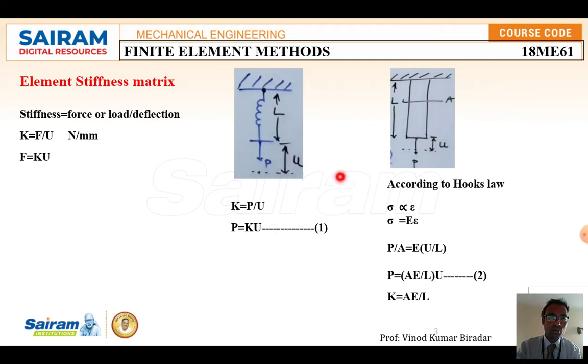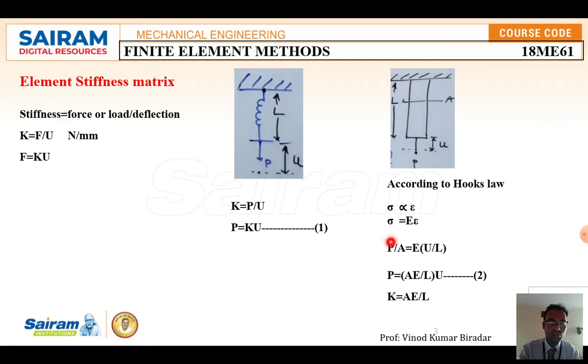According to Hooke's law, we now consider a bar element. This is the length and this is the cross-section area of the bar. If you apply a force here, it is also going to displace to some position, which is denoted as U. According to Hooke's law, the stress is directly proportional to the strain. Stress is equal to Young's modulus times strain, where the constant is Young's modulus E, and epsilon is the strain.